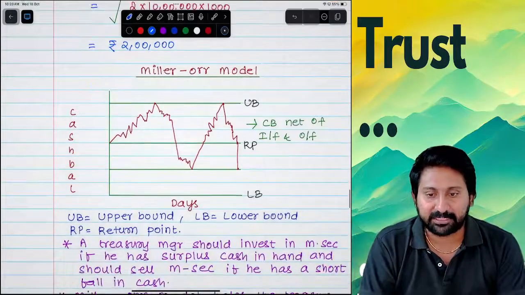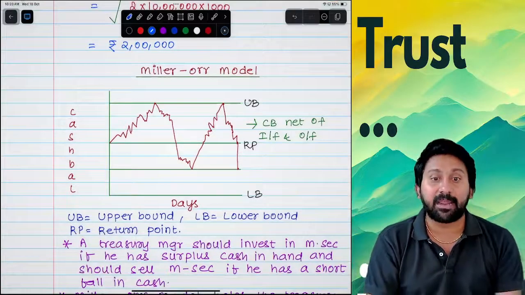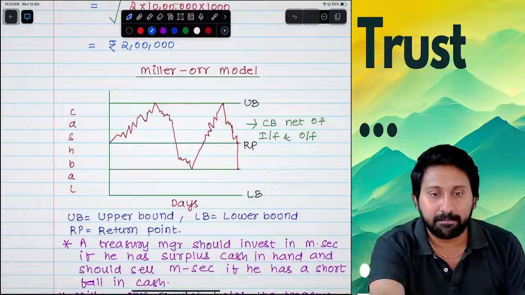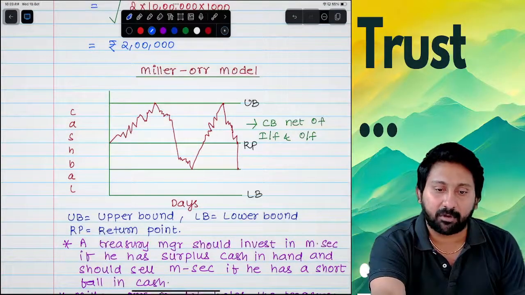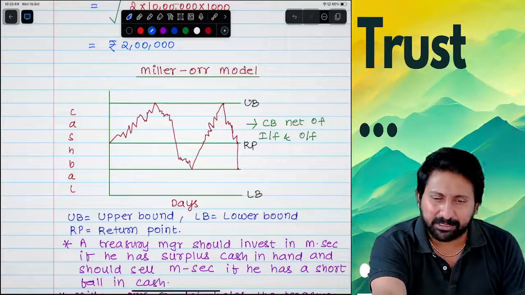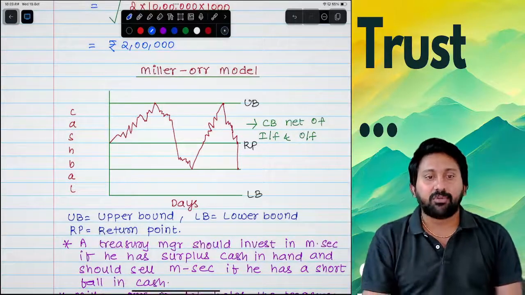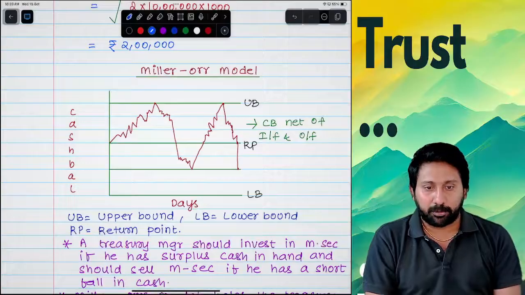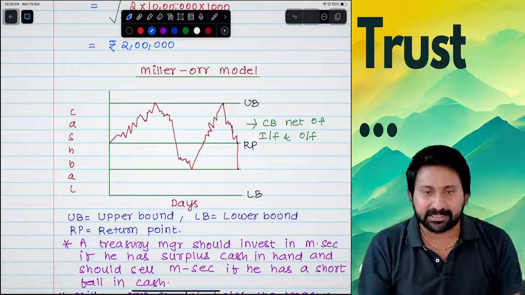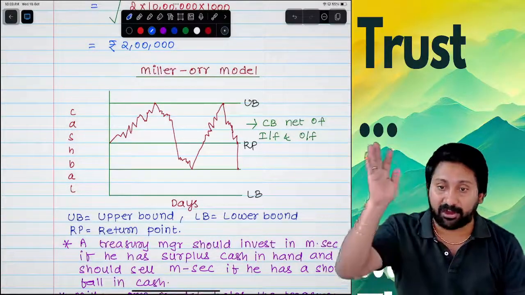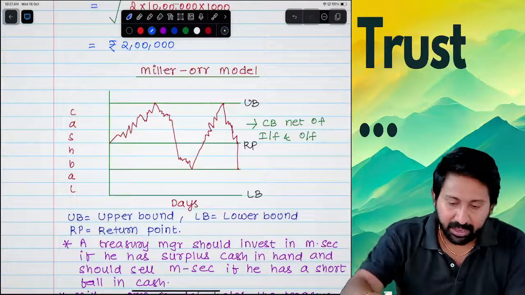Next. The next area we are going to start is the Miller-Orr model. What is the model, sir? What does the Miller-Orr model want to tell? Same logic in a different way. The Miller-Orr model said that you should put three kinds of boundaries. Same like material, reorder level and reorder quantity will be there like that.